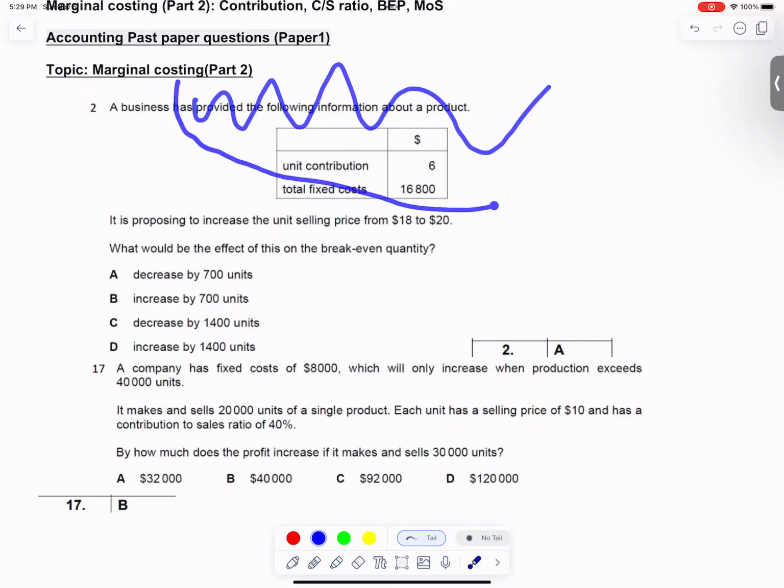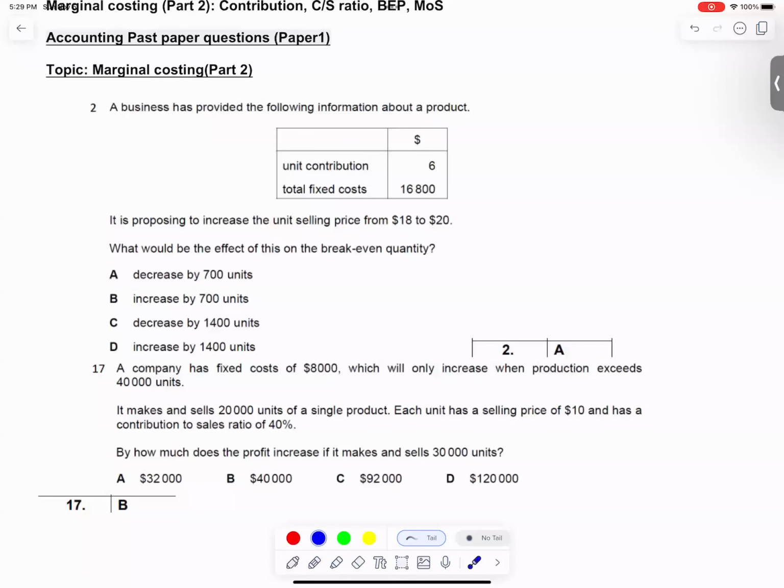Read. A business has provided the following information about a product. Its unit contribution is 6, total fixed cost is 16,800. It is proposing to increase the unit selling price from $18 to $20. What would be the effect?